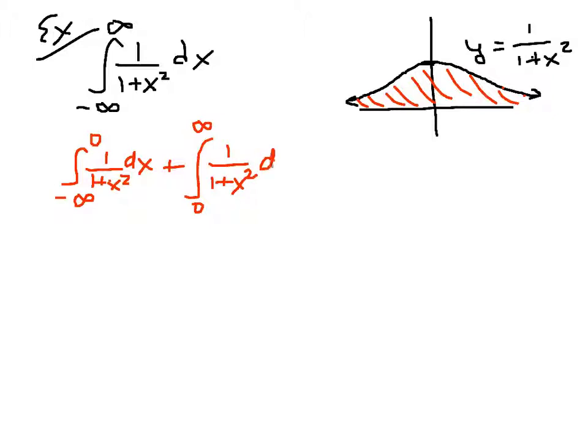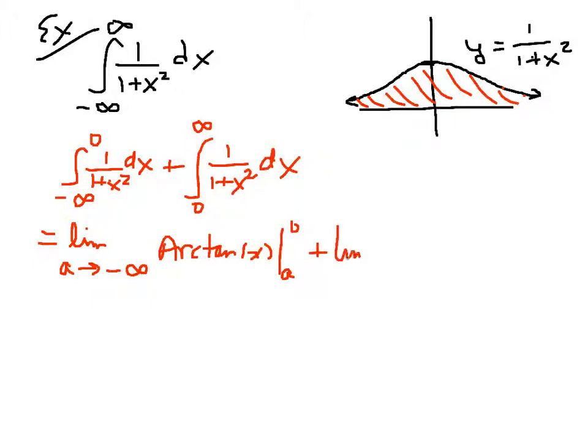squared dx. And so this is equal to the limit as a approaches minus infinity of the arctan of x from a to 0. And then the next one will be the limit as b approaches infinity of arctan of x from 0 to b. That's a 0.